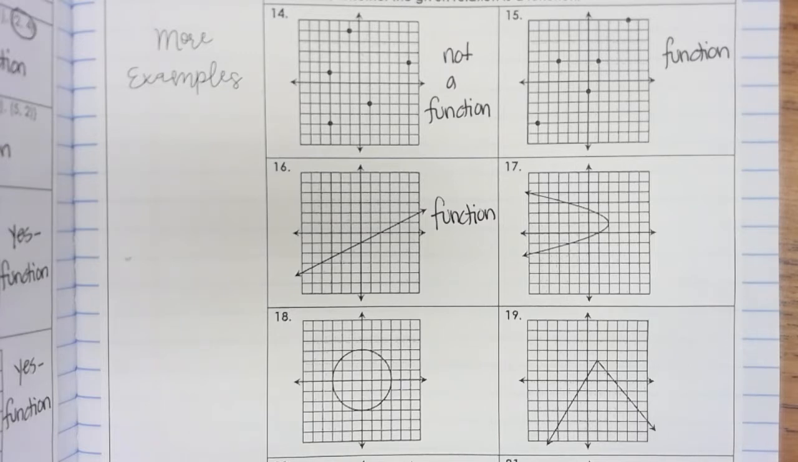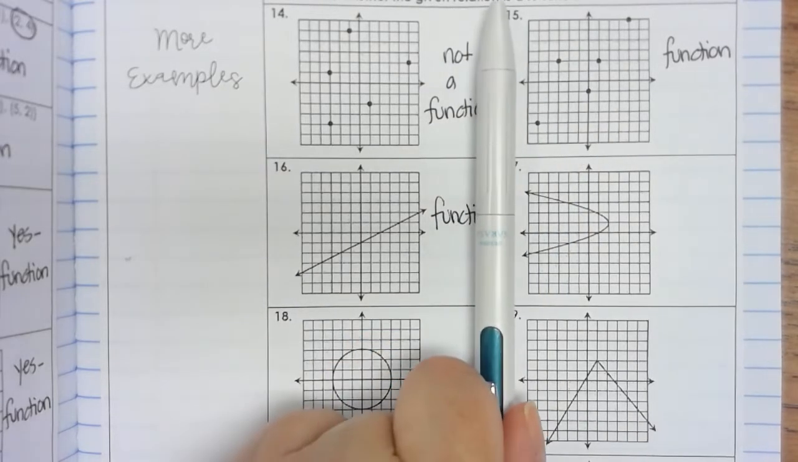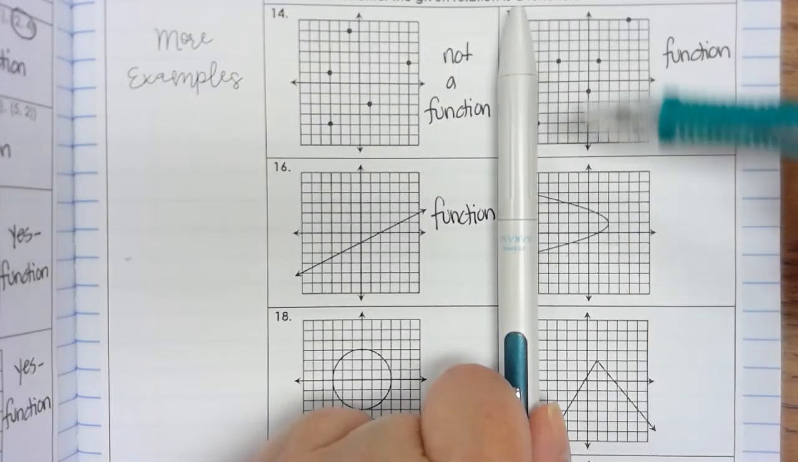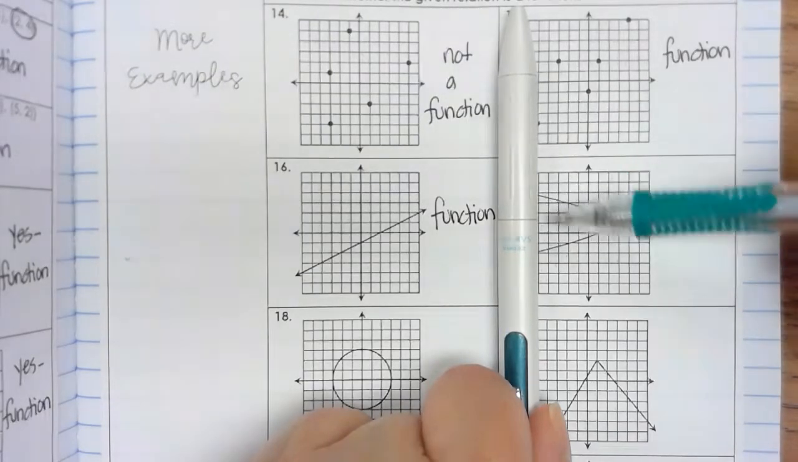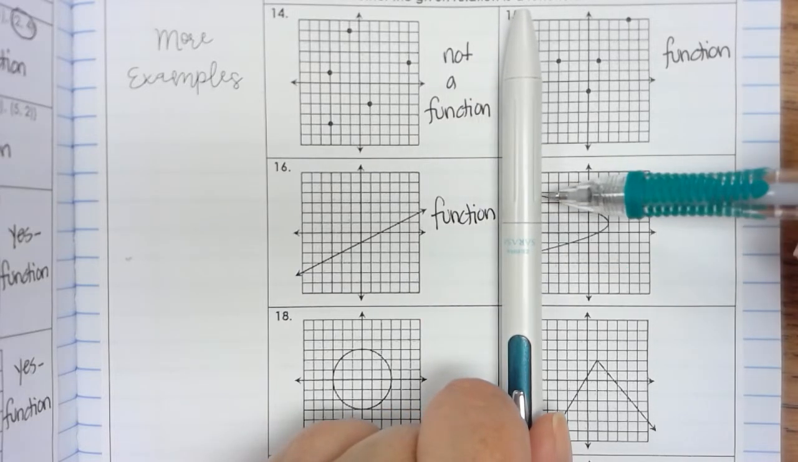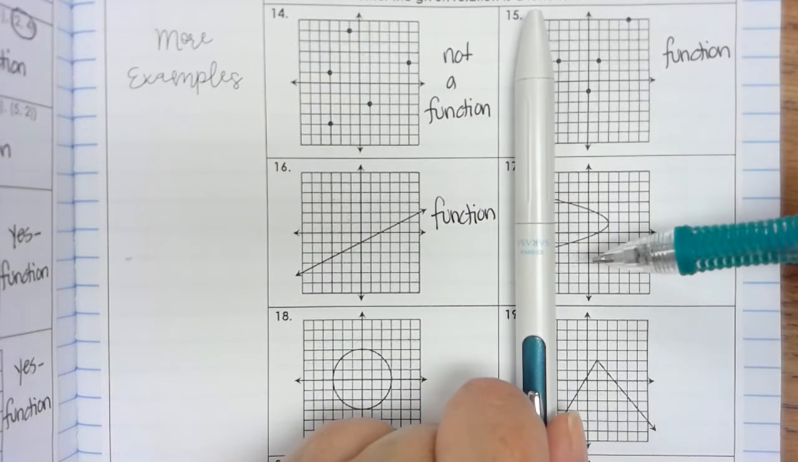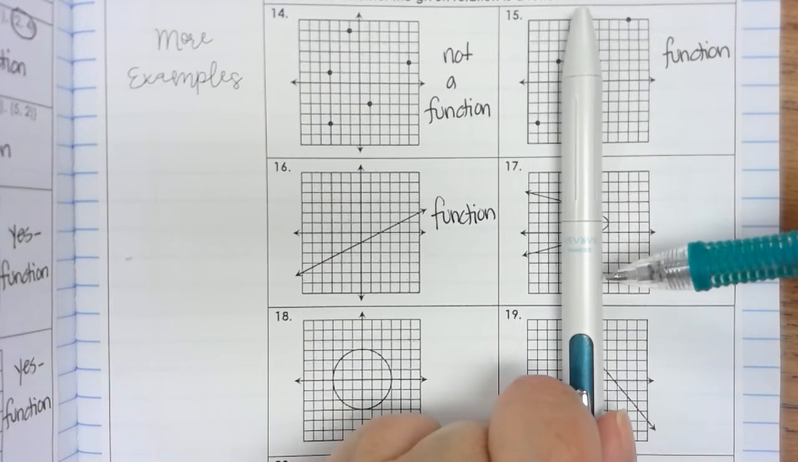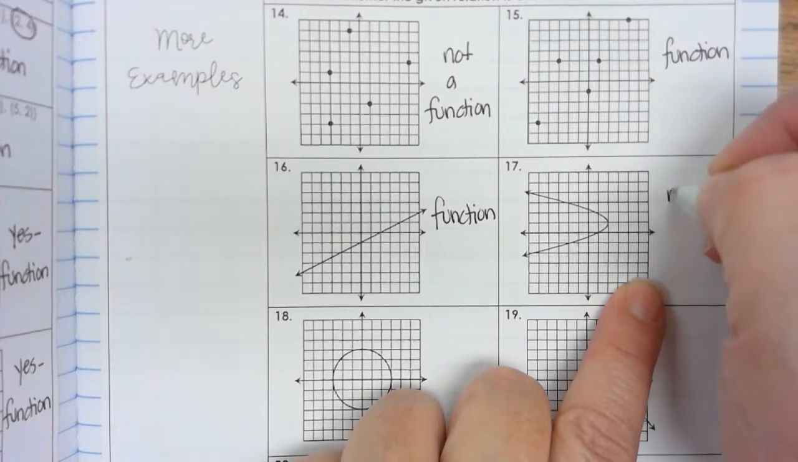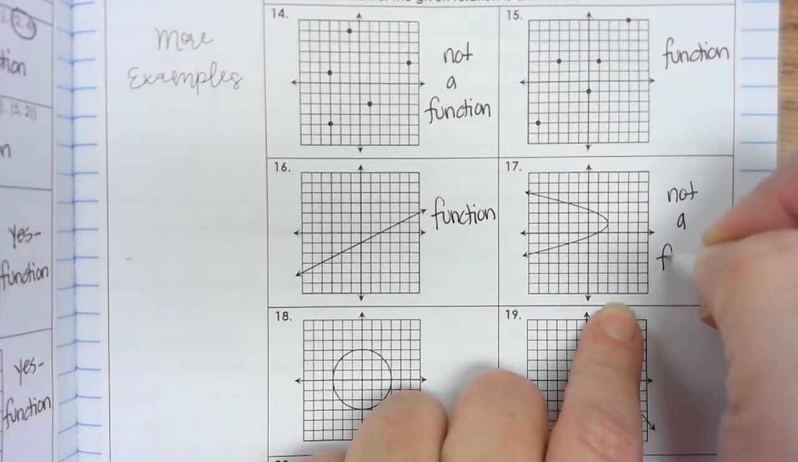All right, look at number 17. If I start on the left and bring my pen in, right from the jump, I'm hitting this shape on the graph in two places, at the top and the bottom. Two places, two places, and that's not allowed. So if you're touching in more than one spot, it's not a function.